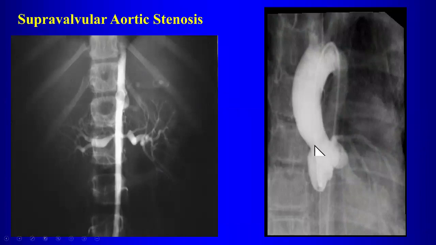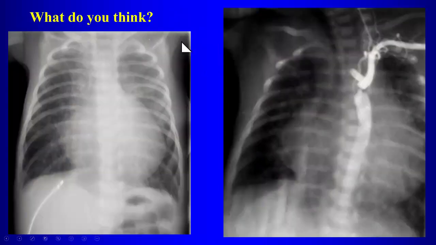So supravalvular aortic stenosis occurs above the aortic valve. You can see here the narrowing right over there. And then because of the high pressures, you can actually get some dilatation of the sinuses down here below the level of the stenosis. So that is supravalvular aortic stenosis. Okay. What about this?